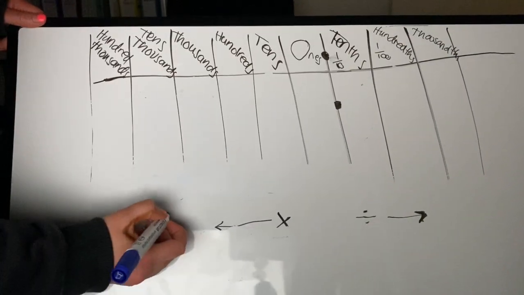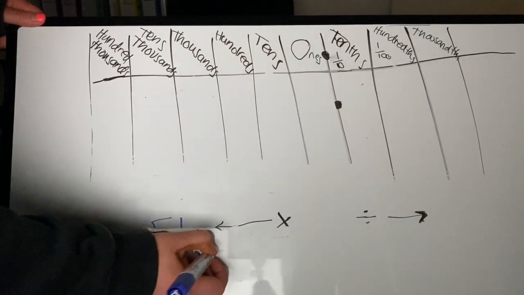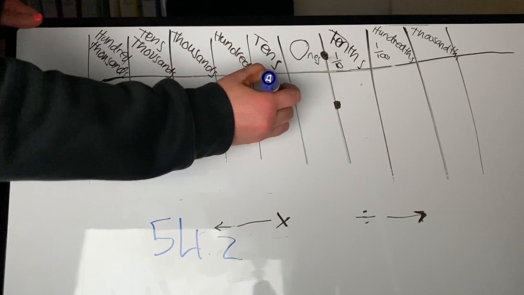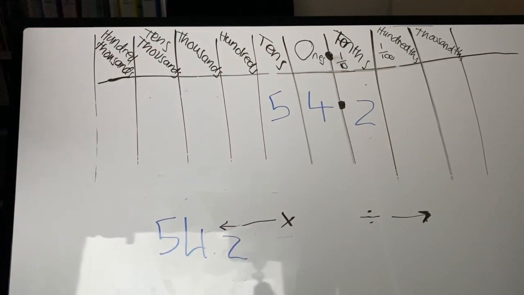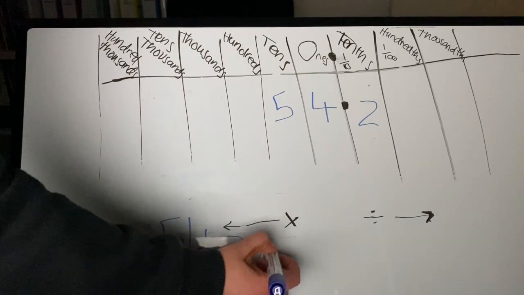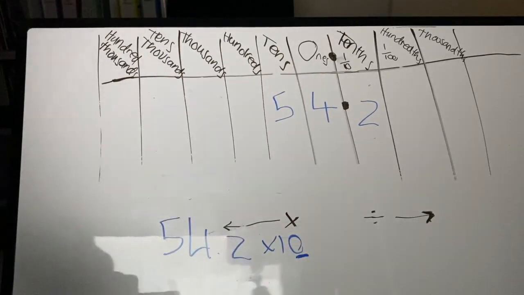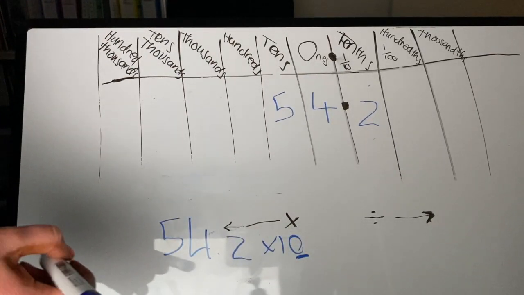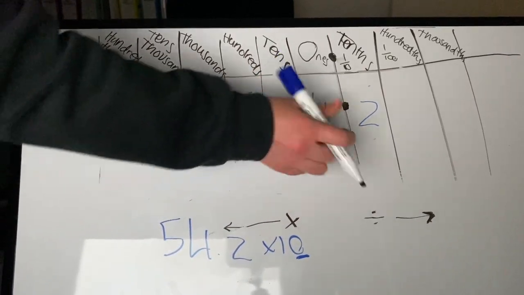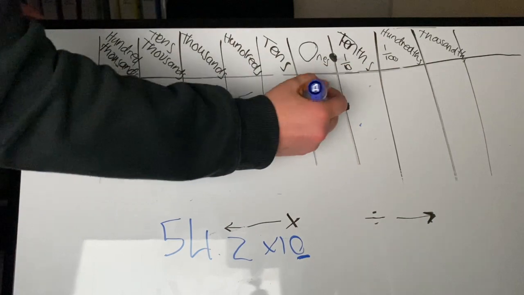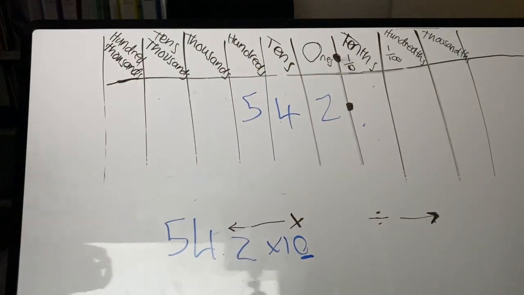The next number I'm going to multiply by powers of 10 is 54.2. 54.2 starts here with 5 tens, 4 ones and 2 tenths. If I times it by 10, there's 1 zero, so each digit moves 1 place value column to the left. And the number is now 10 times bigger.